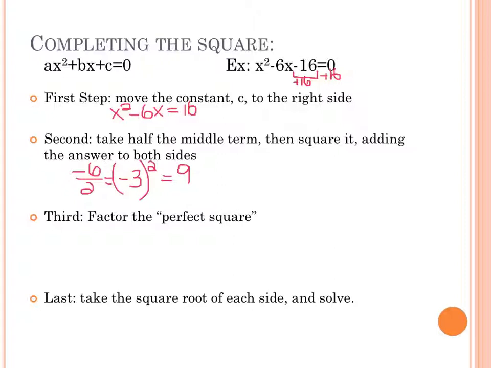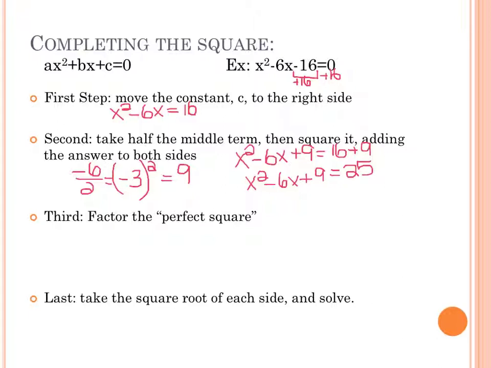Now we want to add that result to both sides of what our first step gave us. So when we rewrite that, it should be x squared minus 6x plus 9 equals 16 plus 9. We can simplify that right side just a little bit. X squared minus 6x plus 9 equals 25.